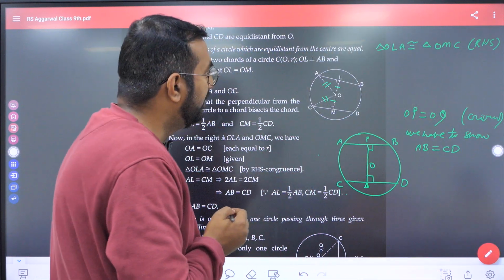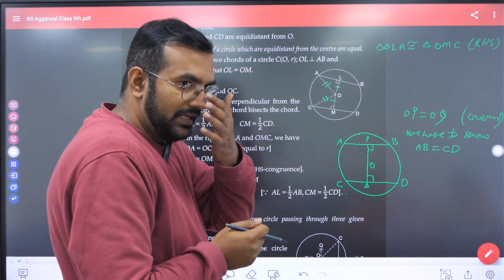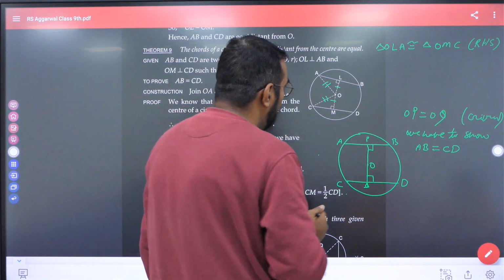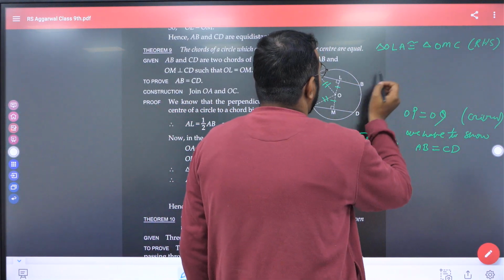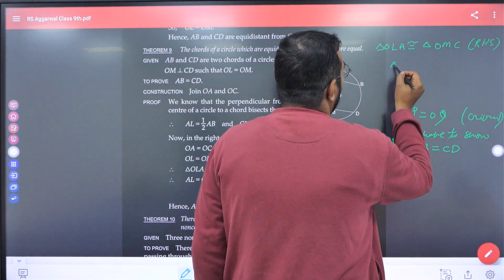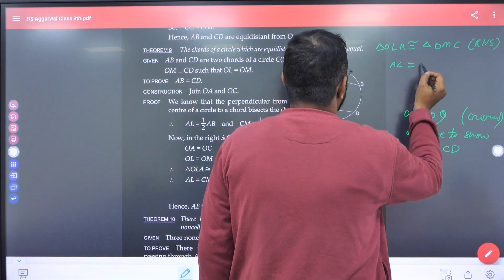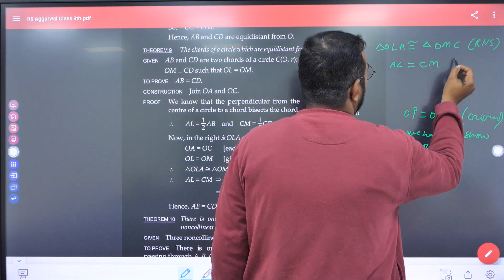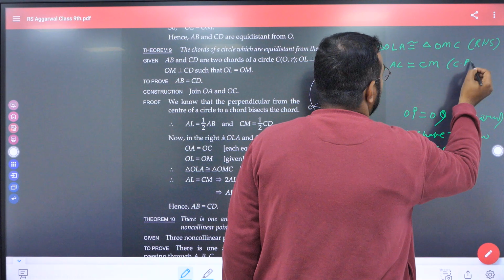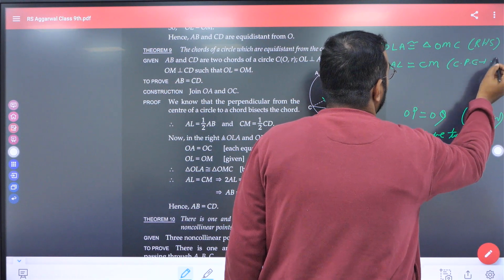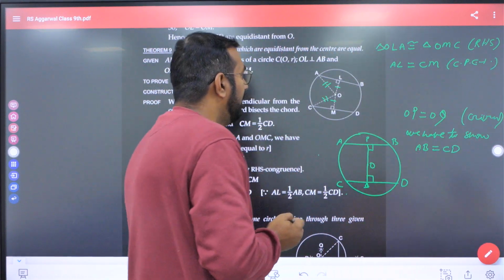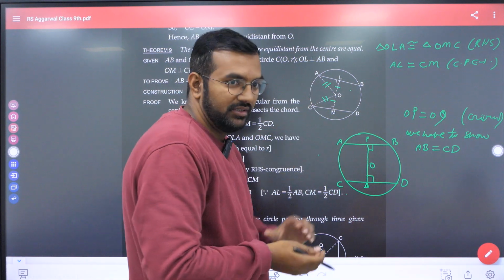So triangle OLA is congruent to triangle OMC by RHS. Now you can say that AL is equal to CM by CPCT. But here we have to show that CD is equal to AB.